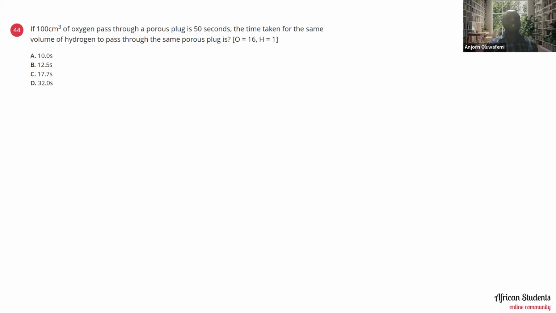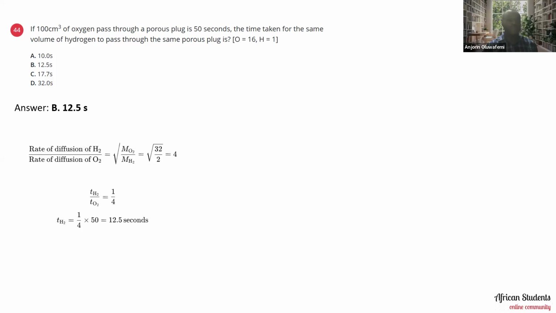If 100 cm cube of oxygen passed through a porous plug in 50 seconds, the time taken for the same volume of hydrogen to pass through the same porous plug is: 10 seconds, 12.5 seconds, 17.7 seconds, 32.0 seconds? The answer is 12.5 seconds. How did we arrive at that? Rate of diffusion of hydrogen divided by rate of diffusion of oxygen equals the square root of the molecular mass of oxygen over molecular mass of hydrogen.